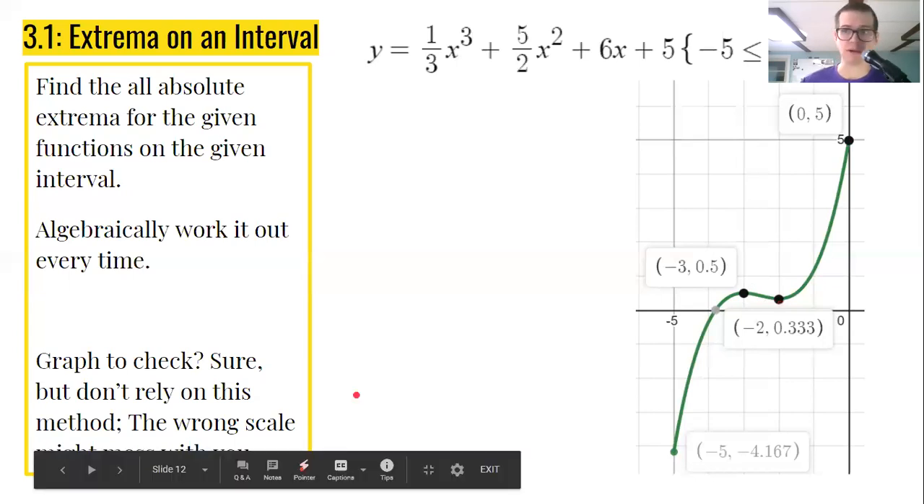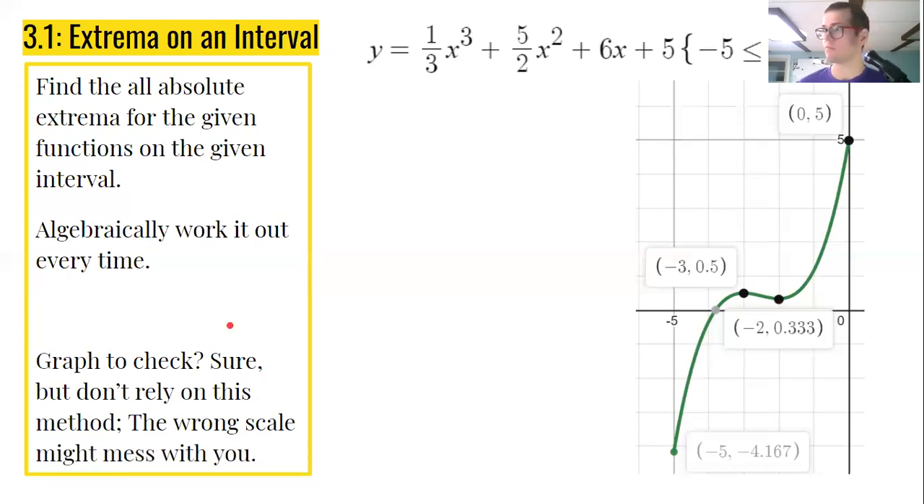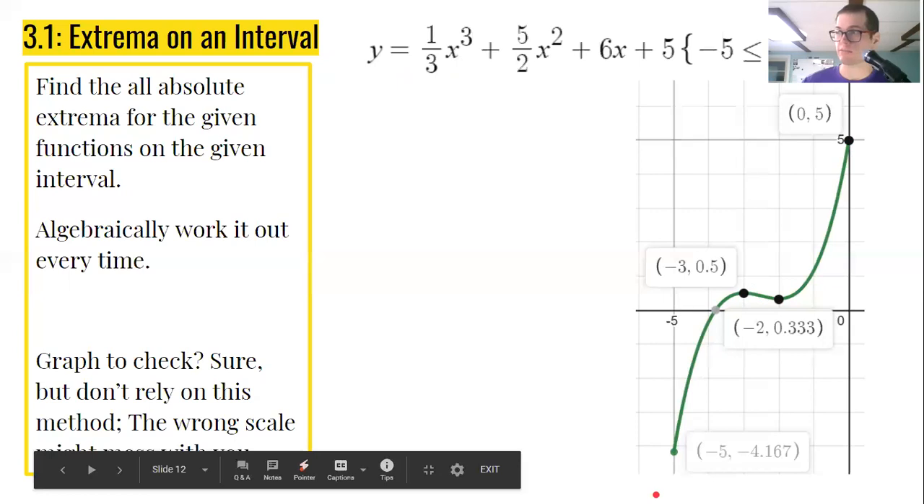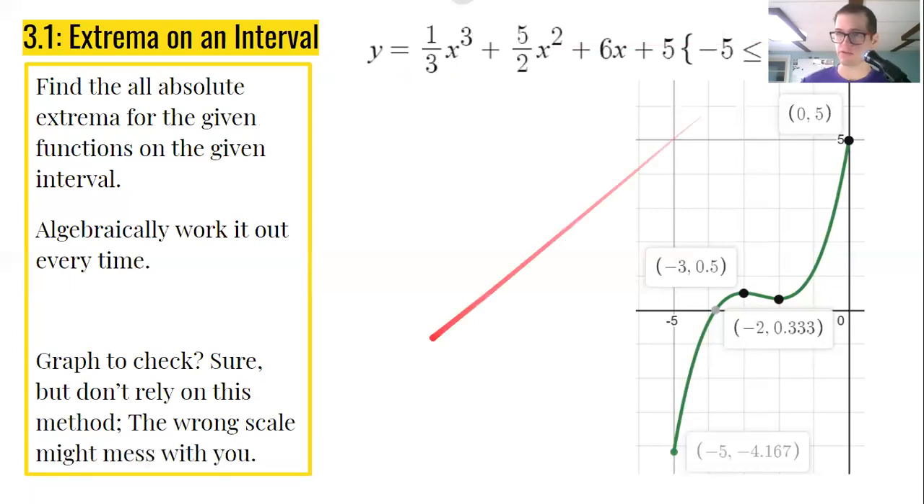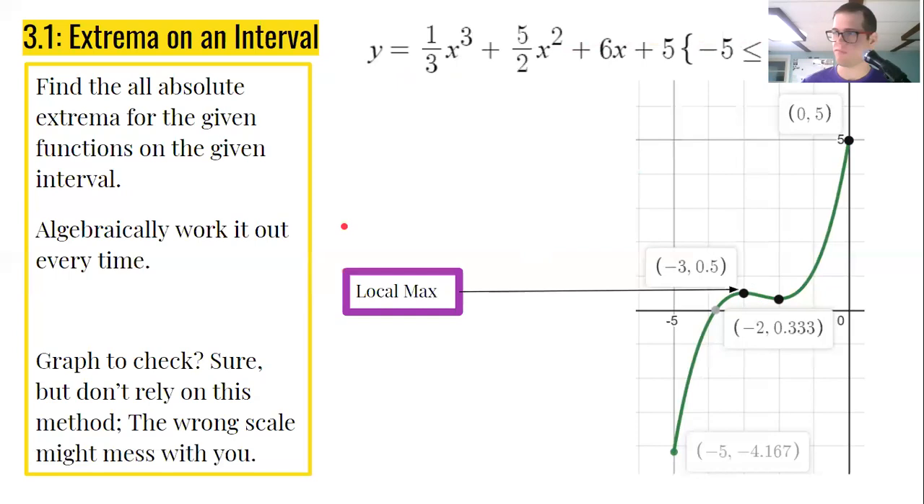So again, algebraically work it out every time, and you can graph to check, and that's fine. And by the way, in Desmos, if you just type this in with the domain restriction, it shows up, and that's how I got this graph. All right. There's your local max. There's your local min. I forgot to put those in there. So make sure you do those things.